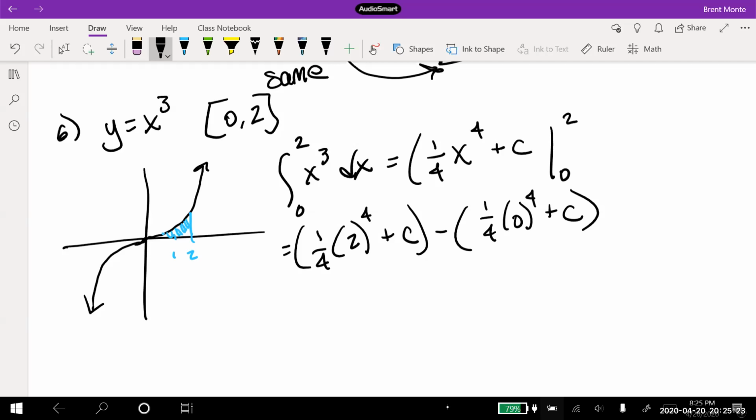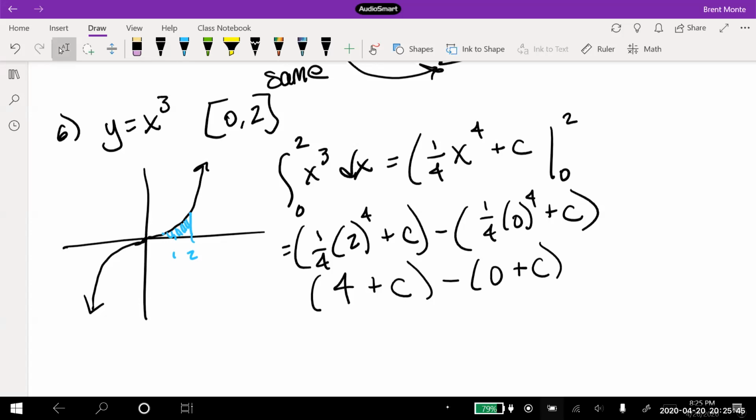And notice what happens. First of all, I raise 2 to the 4th power, so I get 2, 4, 8, 16. 1/4 of 16 is just 4, plus c. Minus, well, 0 to the 4th is 0. Times 1/4 is still 0, plus c. And then if I drop the parentheses, I have 4 plus c, but that minus distributes in to get minus c, and I just get 4. The constant's not there. It cancels out.